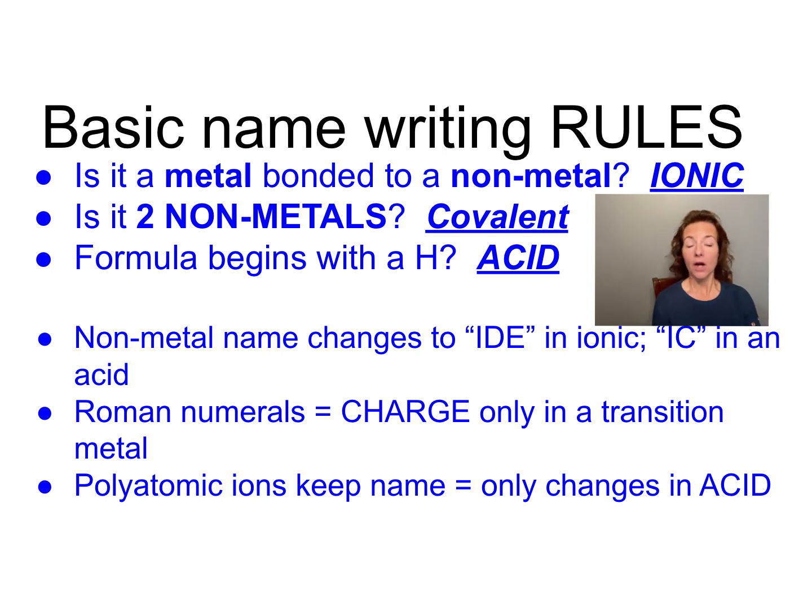We're always going to change the second ending to IDE. Roman numerals are going to be telling us the charge. We only use those for transition metals. And polyatomic ions, they keep their name. They are going to change their name with the acids, which we'll talk about in a minute. But polyatomic ions, usually we just give them the name that they have.